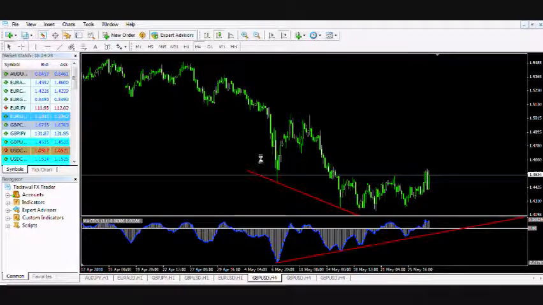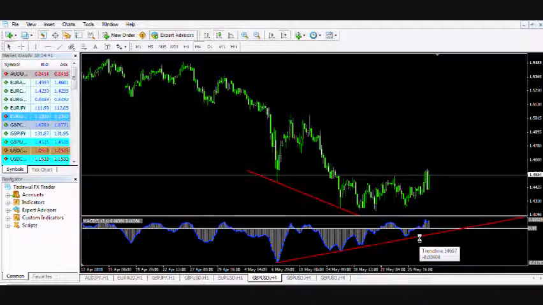So I've got the price trend line going down and the MACD trend line going up. So we've got a situation of divergence, and that basically indicates that it's possible that the price may reverse and follow what the indicator is doing.